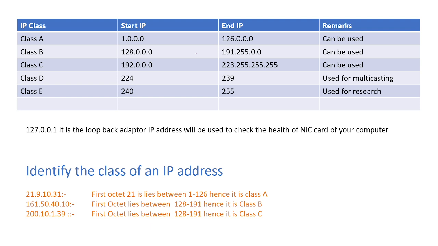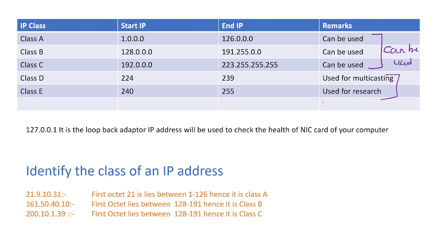If you look at class A, B, C, only the first three classes can be used. These cannot be used because they are kept for dedicated purposes, maybe multicasting and research, which developers working on IP enhancement will use. Normal users cannot use these IP addresses. Any number starting with 224 to 255 we cannot use.